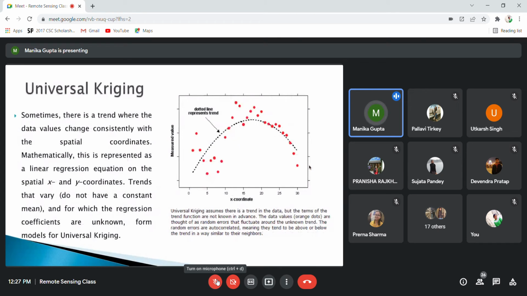Now if we talk about universal kriging, for that we are assuming that the data has a certain trend. Because there is a trend, it doesn't have a constant mean value, and for this we calculate the regression coefficients, and this model is called universal kriging. Do you know what a regression coefficient is? No, ma'am. No. Okay.